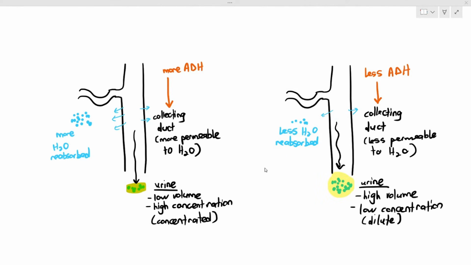And because more water was reabsorbed, the urine will be very low volume and very high concentration. But in the case of less ADH, less permeable, less water is reabsorbed, so there's more water that becomes urine. So the urine will have high volume and a low concentration. That means it's dilute. So as you can see here, the ADH can affect the collecting duct by making it more permeable to water. But how does it exactly do that?